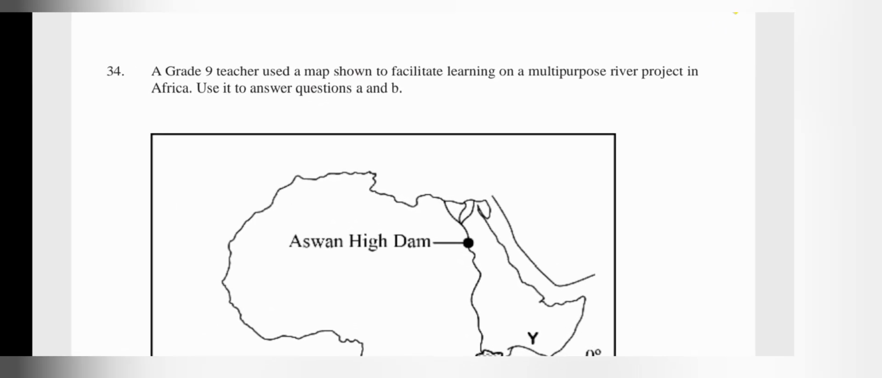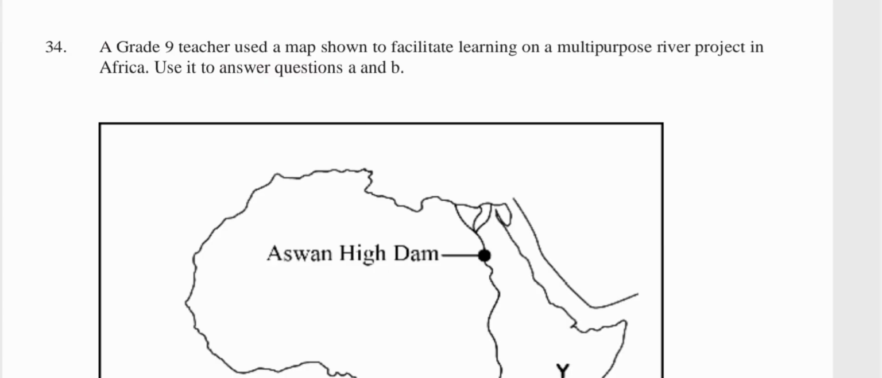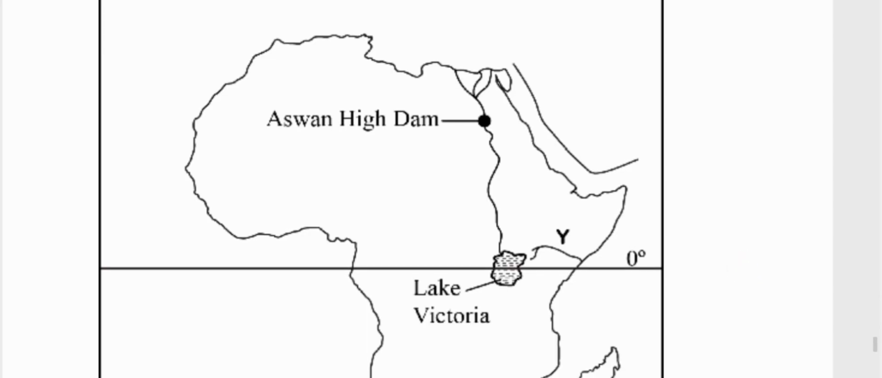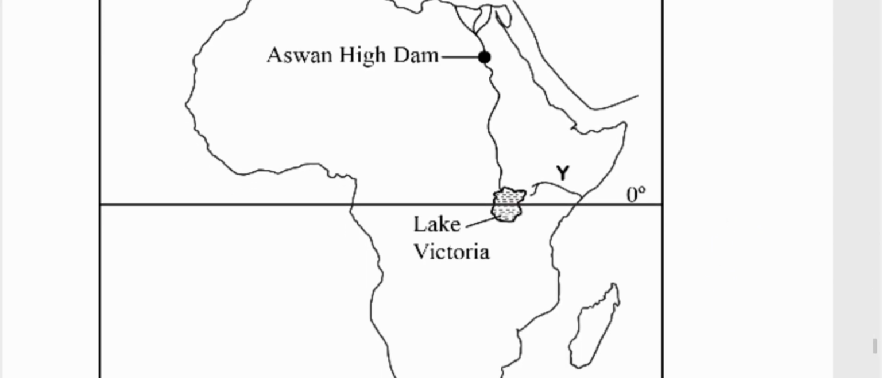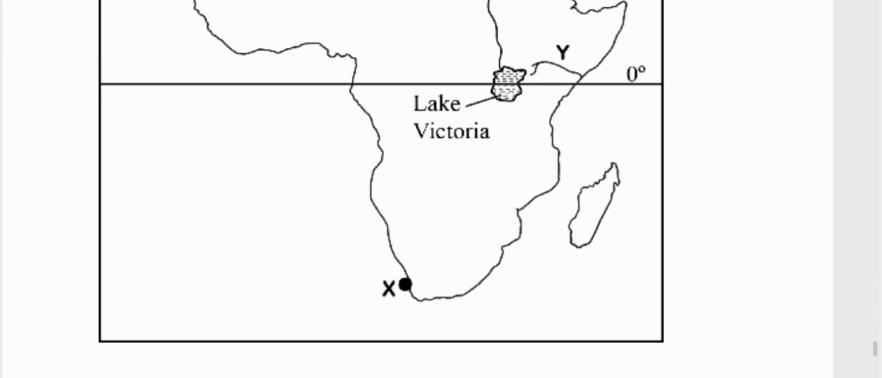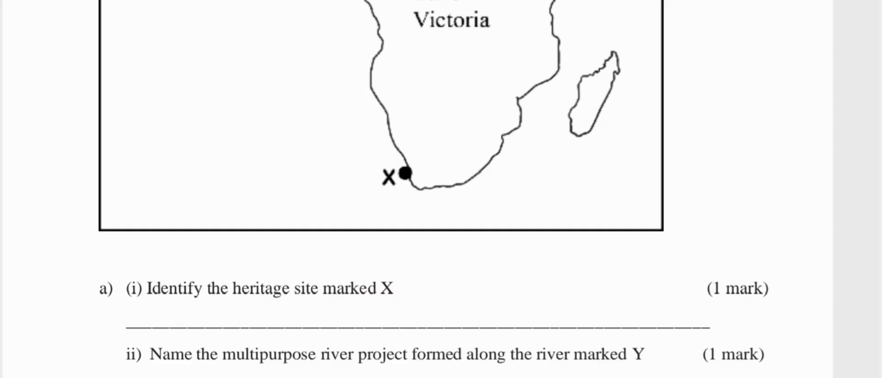Thirty-four. A grade 9 teacher used a map shown to facilitate learning on a multipurpose river project in Africa. Use it to answer questions A and B. This is the chart having a diagram. We have the Aswan High Dam. We have River Y, Lake Victoria. We have point X down there.